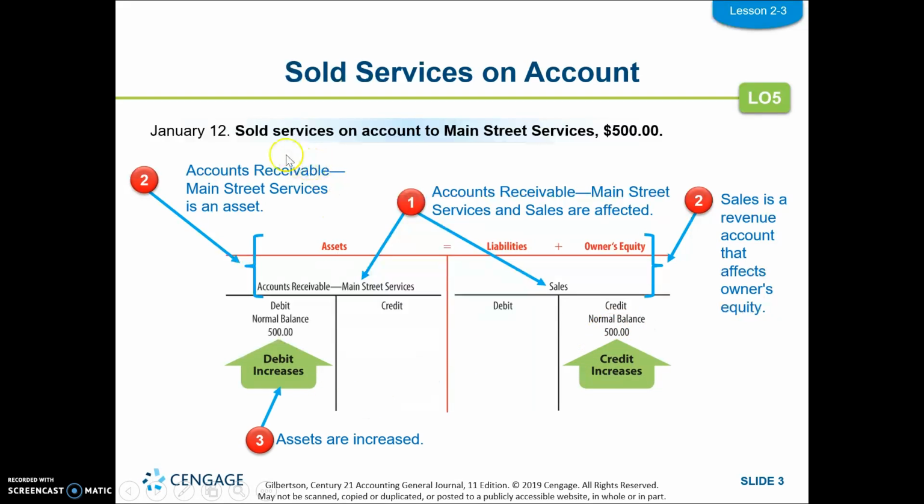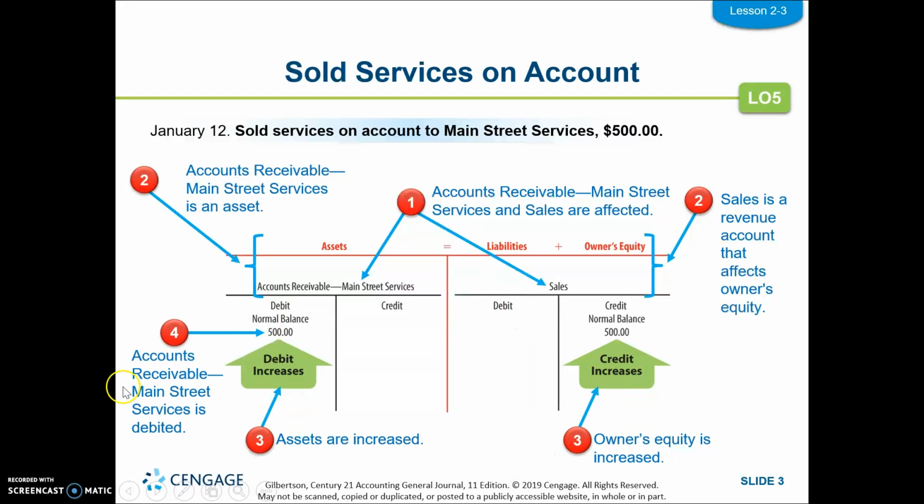So how do we change the asset accounts receivable, Main Street Services? Well, it's going to be increased. The same thing with your sales. It's going to increase owner's equity. And finally, to increase accounts receivable, we put $500 debit. And to increase the sales, we're going to credit $500. Remember, you always have to have at least one debit and one credit.